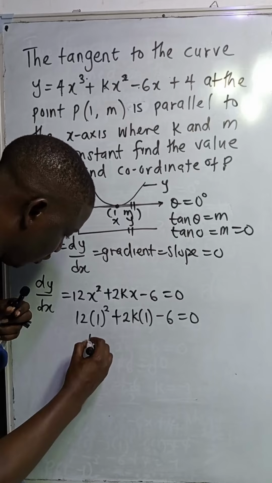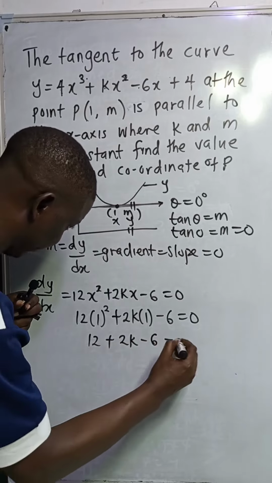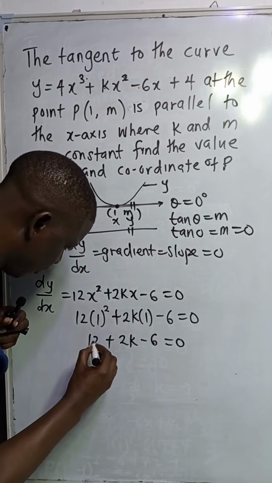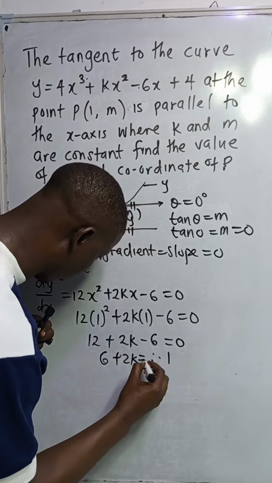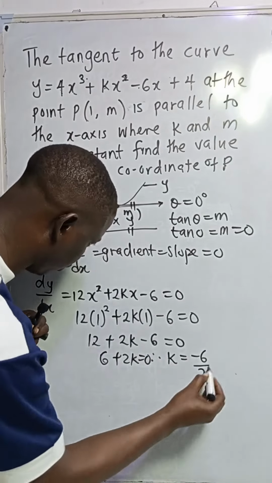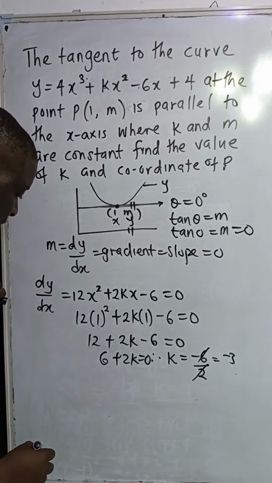In order to get k, which is one of the constants, we are going to have 12, then this one will give us 2k minus 6 equal to 0. So what we're going to have now is, collect like terms: 12 minus 6 is 6, plus 2k equal to 0. Therefore, 2k equals minus 6, so k equals minus 6 divided by 2. So what do I have now? Minus 3. So k equals minus 3.